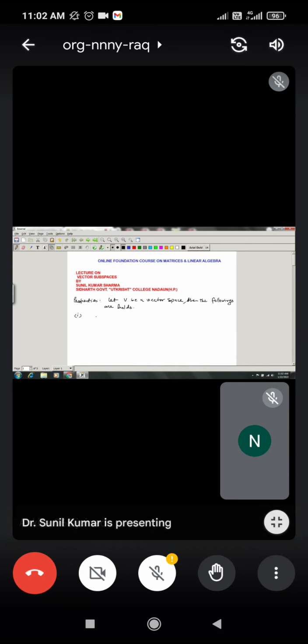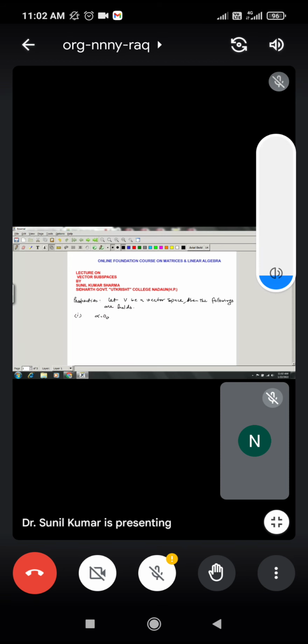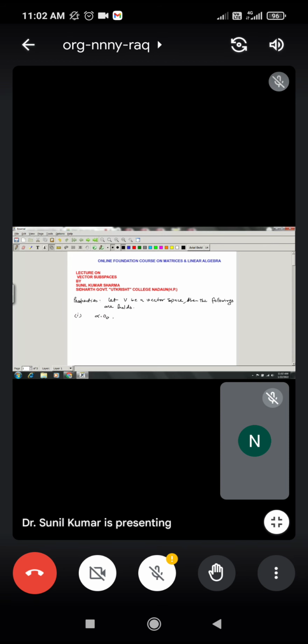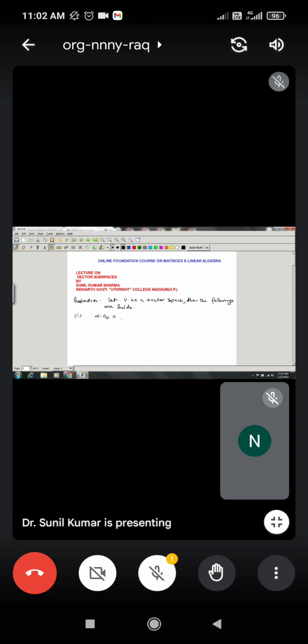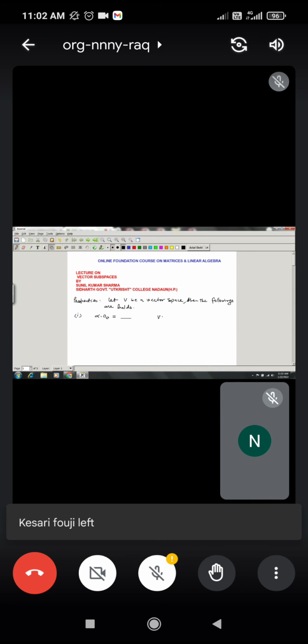First is alpha dot 0 V. Everyone knows what 0 V is: the zero vector. Can someone tell me what the product alpha dot 0 V is equal to, for every alpha in R?